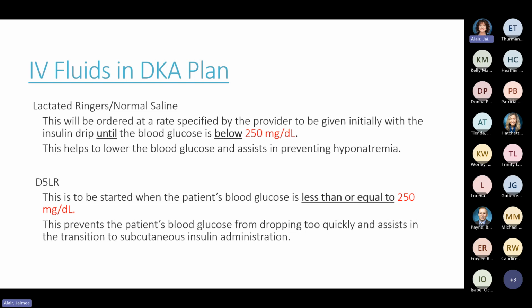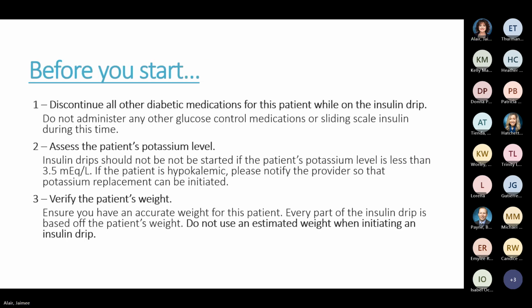When considering IV fluids in adult patients, lactated ringer and normal saline are usually our first fluids. The difference is they don't start them at the same time. So our lactated ringer and our normal saline are continued until the patient's blood sugar gets below 250. When the blood sugar reaches 250 or less, then they'll move to D5LR to do the same thing as we talked about in pediatrics. We don't want to drop that blood sugar too quickly, but we want to help get the patient to a point where we can transition to that sub-Q insulin, which is what they'll be going home on.